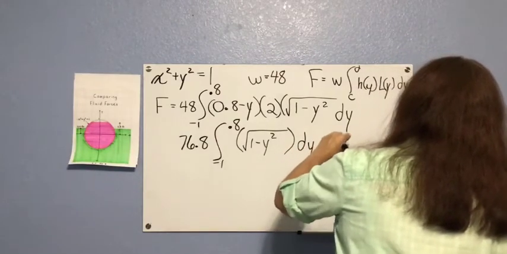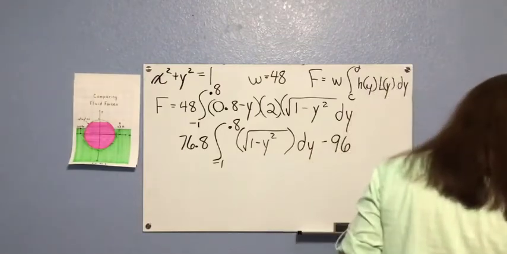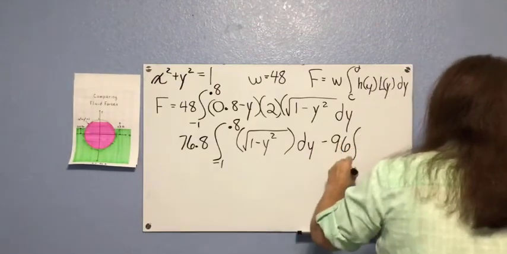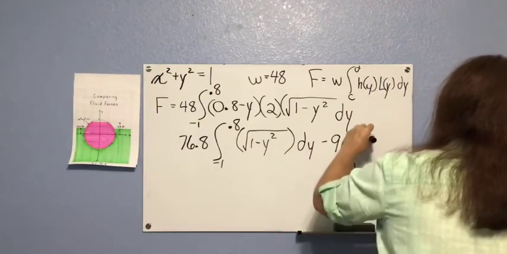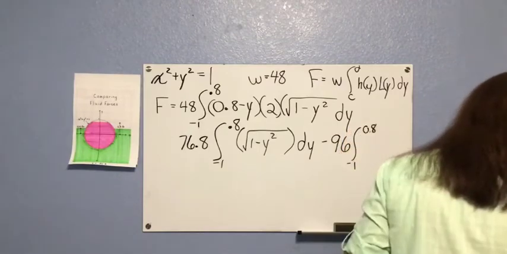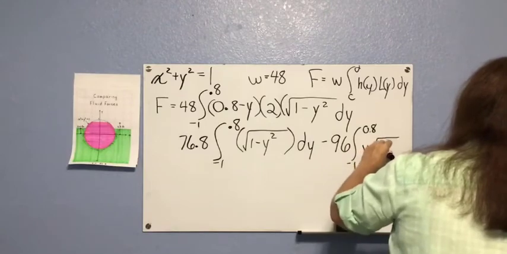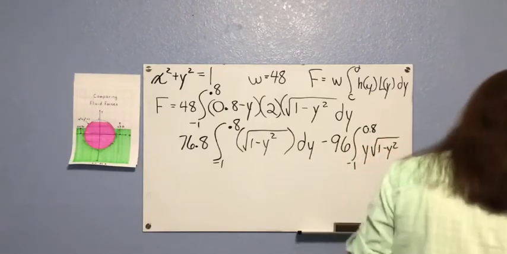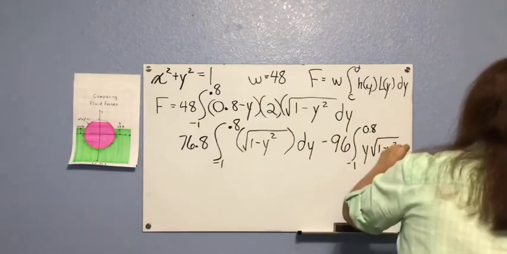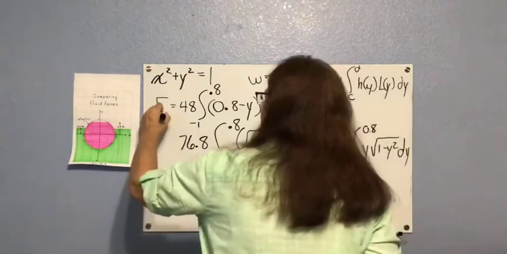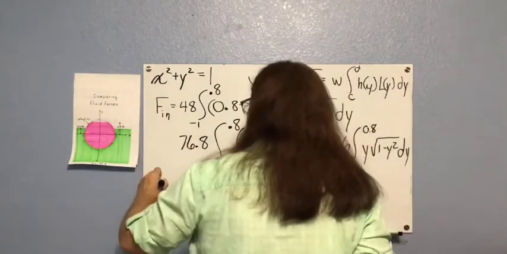minus 96 times the same integral, -1 to 0.8 of y times the square root of 1 minus y squared dy. So this was inside the barrel.